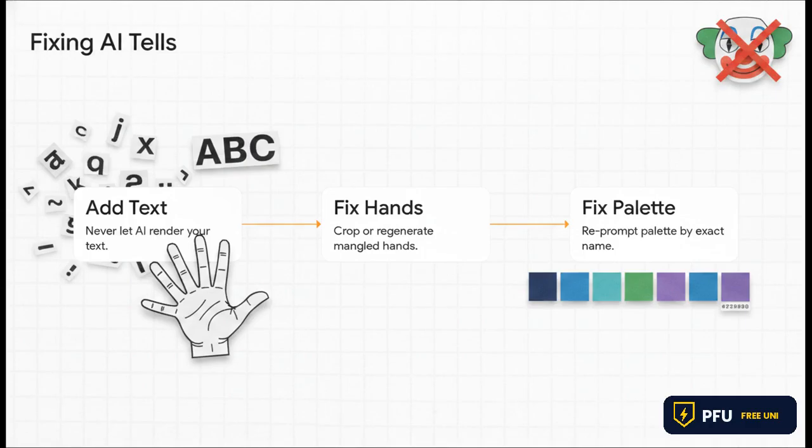Second, aggressively fix mangled hands or extra fingers. You can either crop them right out of the frame or use your tool's regeneration feature on that specific area. Third, if you notice the colors are shifting slightly, force the AI right back into line by reprompting the palette using the exact hex code.